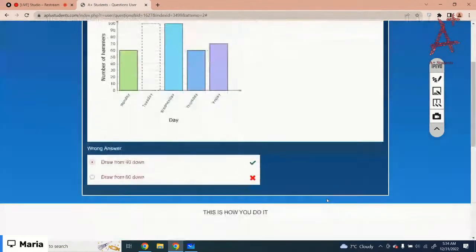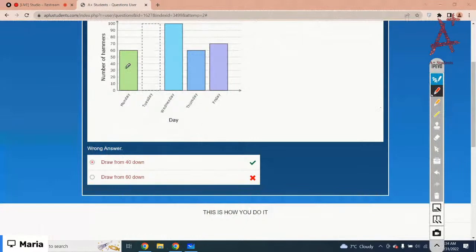Okay, you don't have to count from upward. You have to just look at the correct option. So it is 40. So you have to draw from 40 down, that is the correct option.